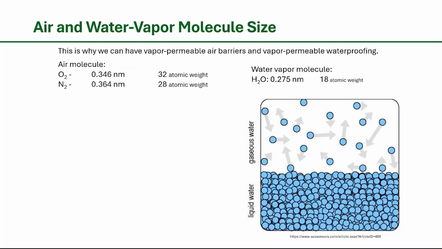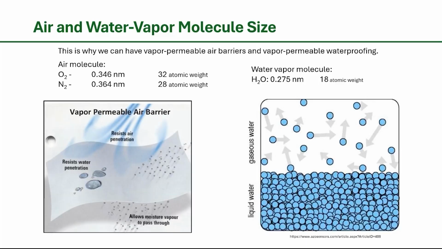So as you can see on this slide, O2, which is an air molecule, and N2, which is a standard air molecule, both make up most of our atmosphere. They have a molecular weight of 32 and 28 respectively. Water has a molecular weight, as an individual molecule, of only 18. It's much smaller than either one of those.